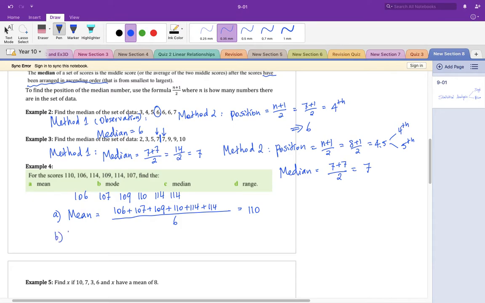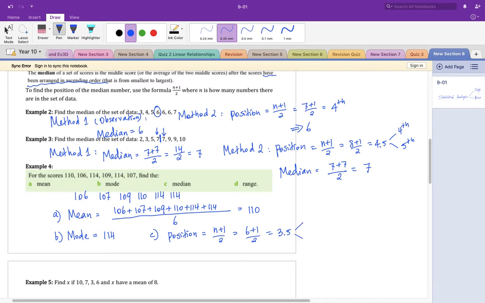Secondly, what's the mode? The mode is the most recurring number, and in this case, 114 occurs twice. So that's your number. Question C, find the median. To find the median, I am going to use the second method because I need to reinforce it so that you remember it. So the position is n plus 1 over 2. So you have 6 plus 1 over 2. That will give you 3.5.